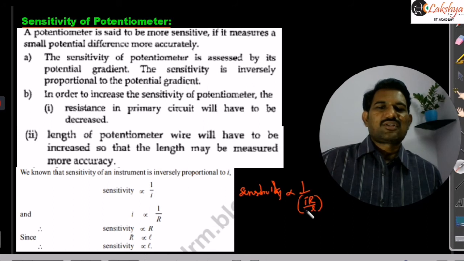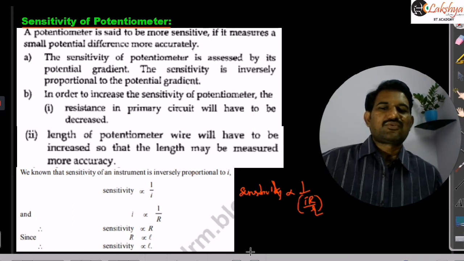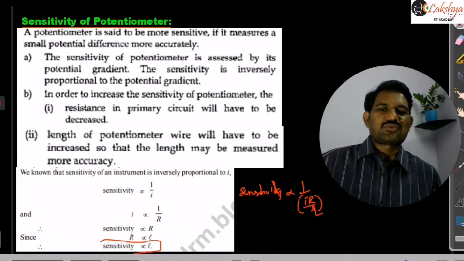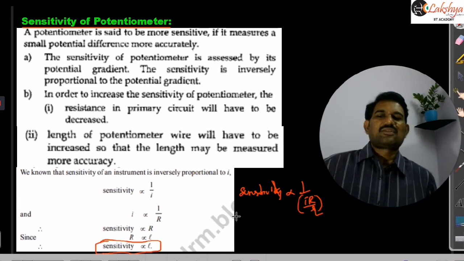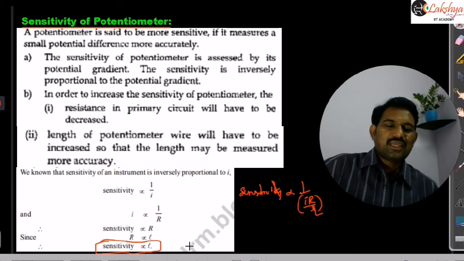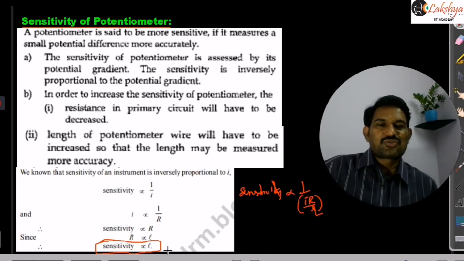You can observe that in potential drop per unit length, this L is actually the length of the potentiometer wire, capital L. So this L goes to the numerator from this expression. Then current sensitivity is directly proportional to the length. If you increase the length of the potentiometer wire, then automatically the current sensitivity also increases, right? That is the dependence of current sensitivity on length.